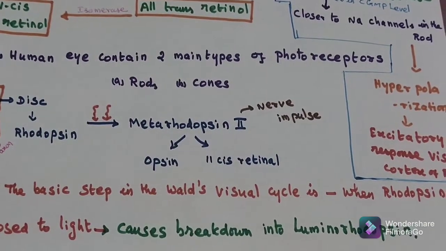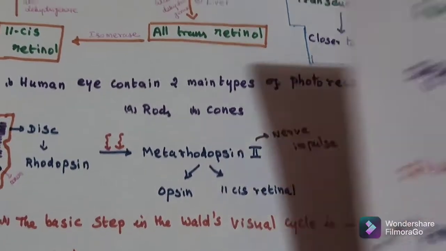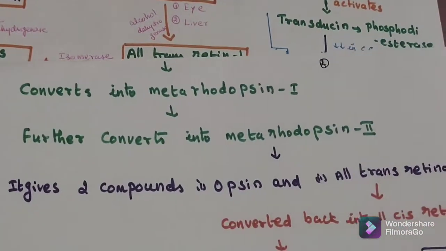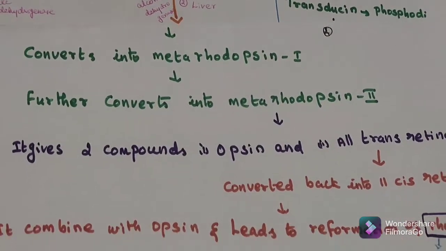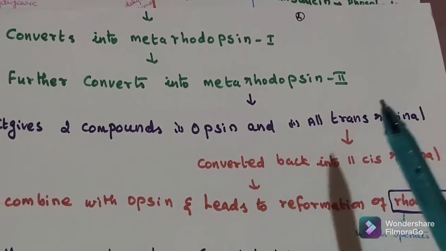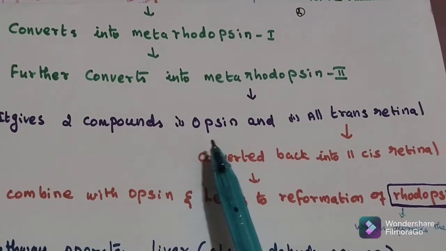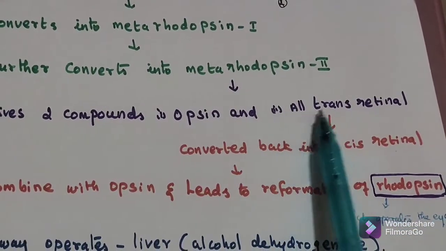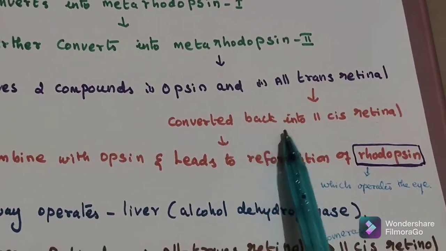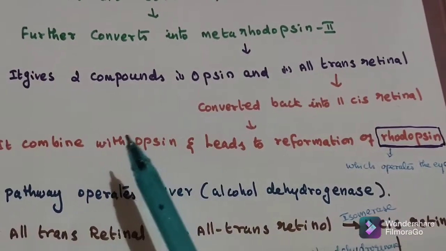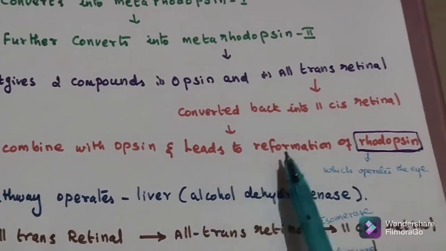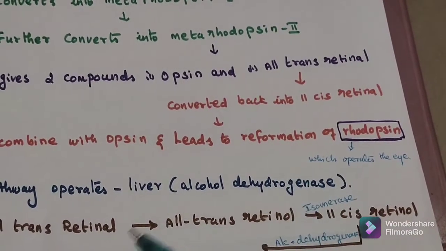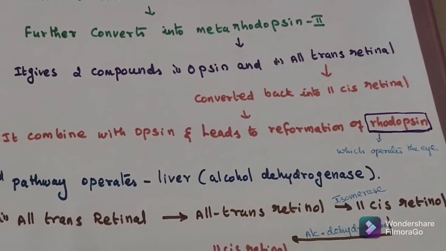Light causes breakdown into lumirhodopsin. Lumirhodopsin is converted into metarhodopsin 1, further converted into metarhodopsin 2. It gives two components, opsin and all-trans retinal. It is converted back into 11-cis retinal, which combined with opsin leads to formation of rhodopsin, which operates in the eyes.